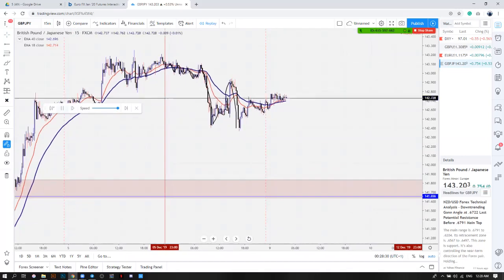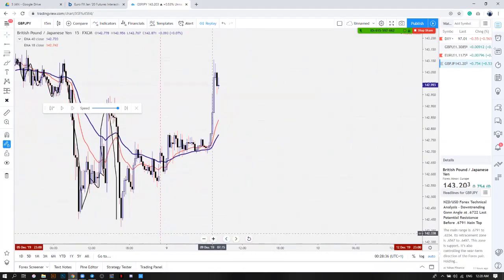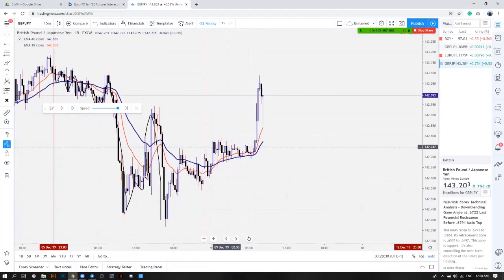Let's increase the speed. Okay, Monday, Tuesday. So watch what the market does. This is the open of the Asian session, going to London, which starts around 8. Okay, so that is the London session.